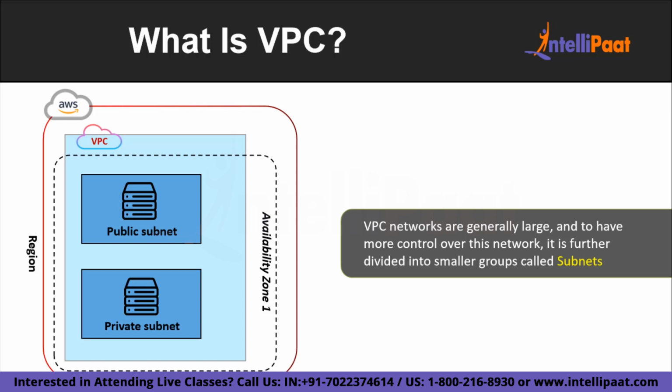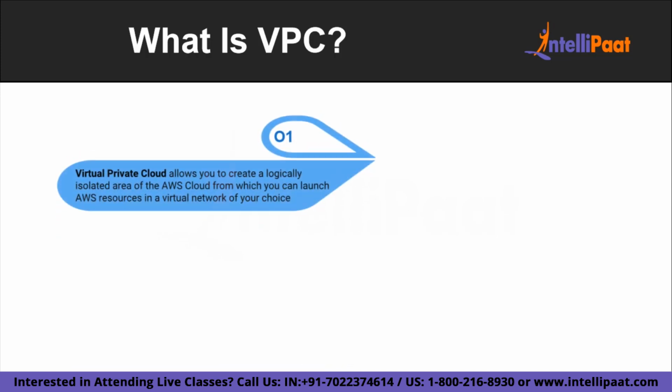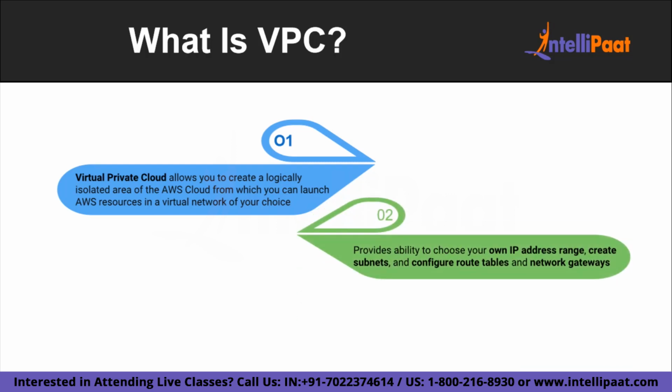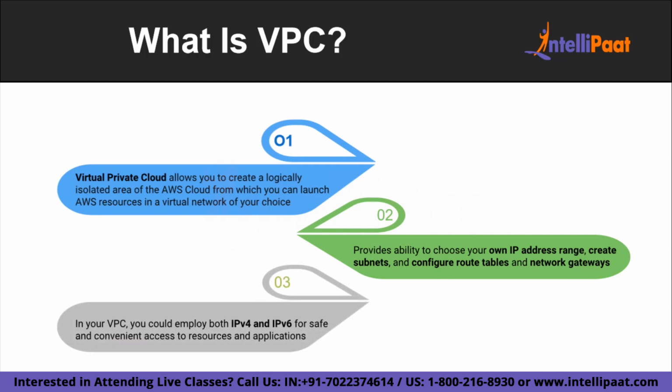If I combine all the points that we discussed, an Amazon VPC or virtual private cloud allows you to create a logically isolated area of the AWS cloud from which you can launch AWS resources in a virtual network of your choice, and you can have a total command of your virtual networking environment, including the ability to choose your own IP address range, create subnets, and configure route tables and network gateways. In your VPC, you could employ both IPv4 and IPv6 for safe and convenient access to resources and applications.